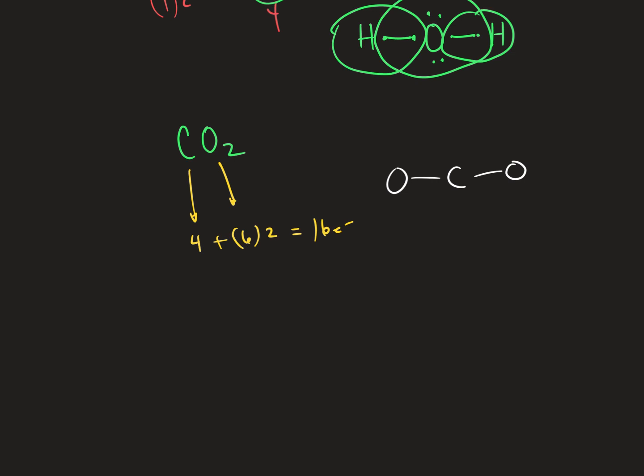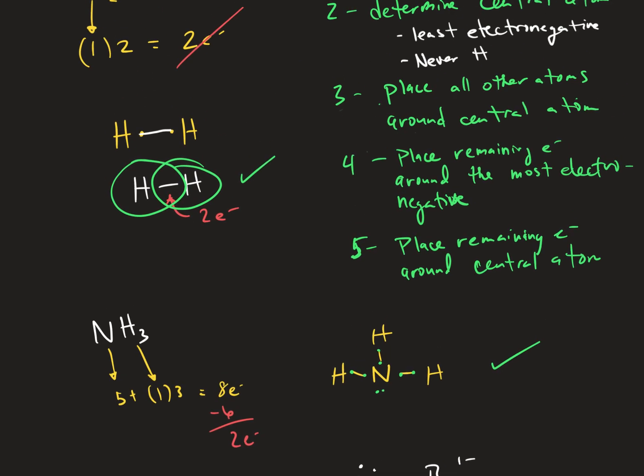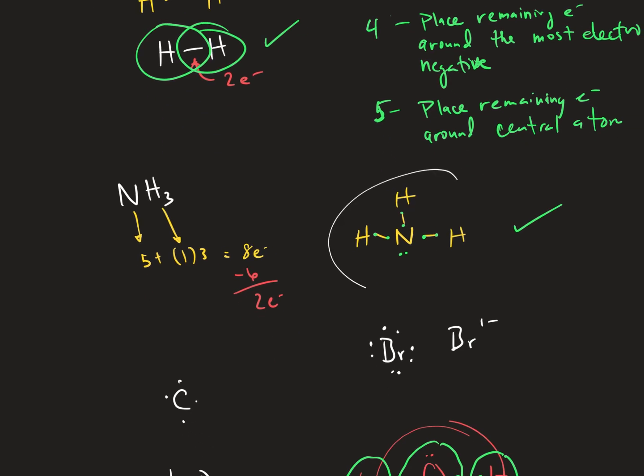Okay, how many electrons have we used so far? 4. So we subtract 4 from 16, and we have 12 left. Where do they go? Around the oxygens first. Why? Because it's most electronegative. If we follow these steps, the first one says put them around the most electronegative element first, and then the last step is placing them around the central atom. In the ammonium example, it was both, really. It is the most electronegative, and it is the central atom. So it kind of worked both ways on that one.